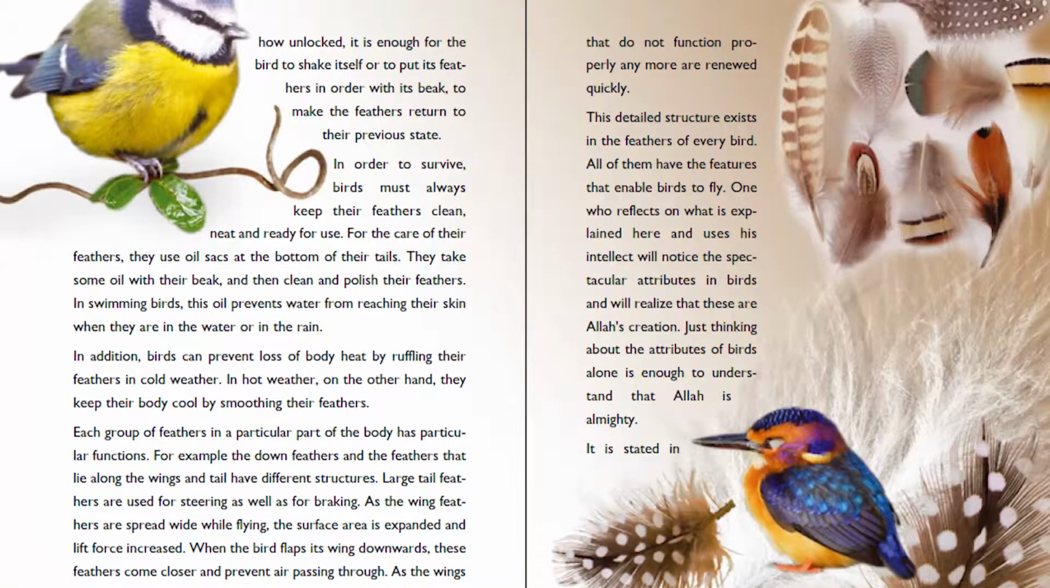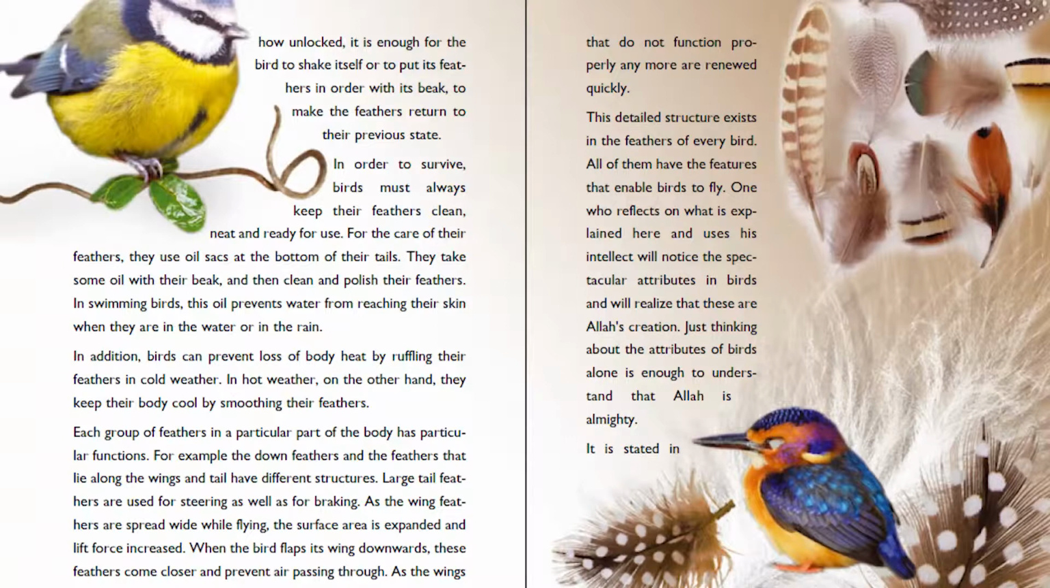In order to survive, birds must always keep their feathers clean, neat and ready for use. For the care of their feathers, they use oil sacs at the bottom of their tails. They take some oil with their beak, and then clean and polish their feathers.